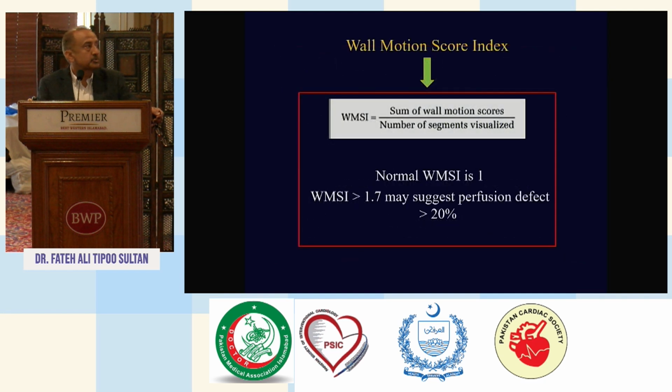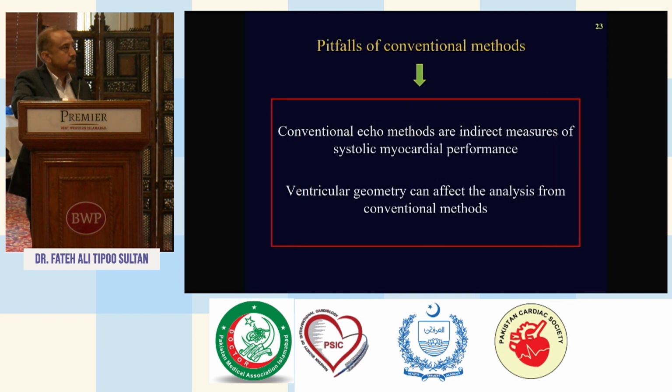And then you can actually do the wall motion score index. So wall motion score index is the sum of wall motion scores divided by number of segments evaluated or assessed. So normal persons with normal EF, with normally contracting segments, this should be 1. Okay? So if it's more than 1.7, then it would be indicative of significantly reduced function or significant wall motion abnormalities or perfusion defects.